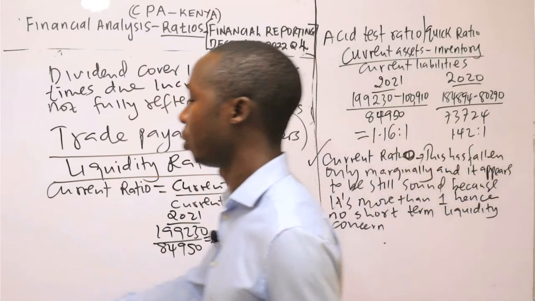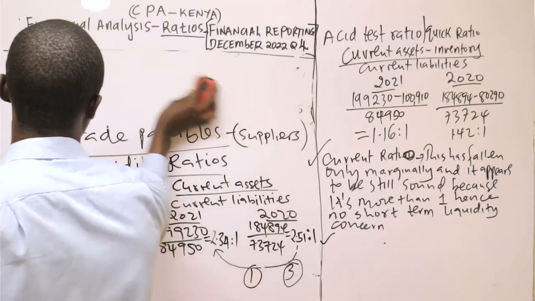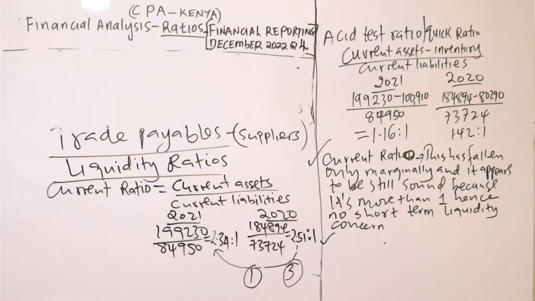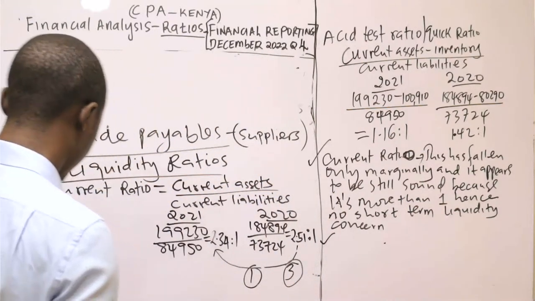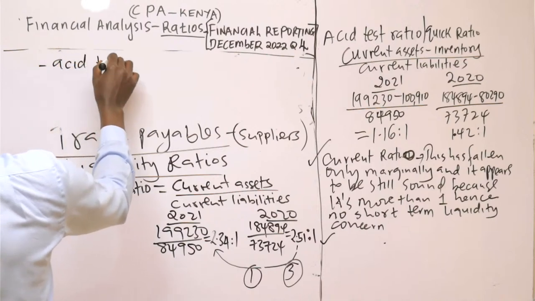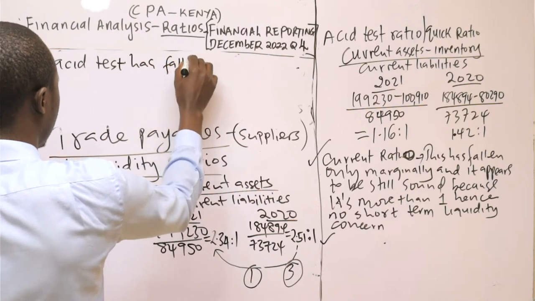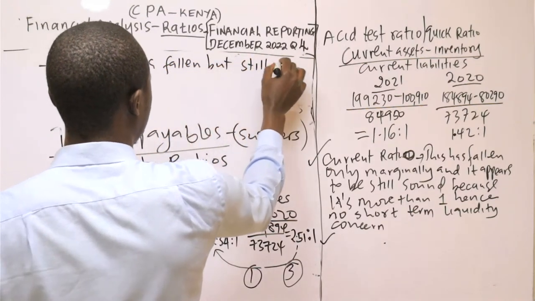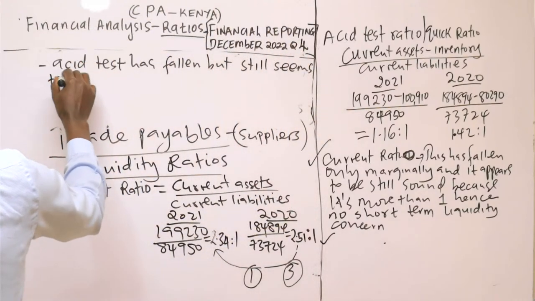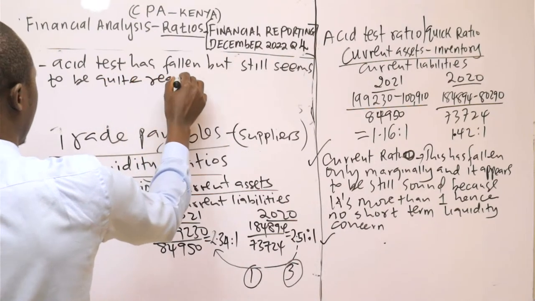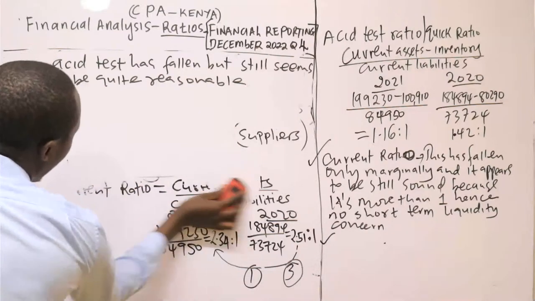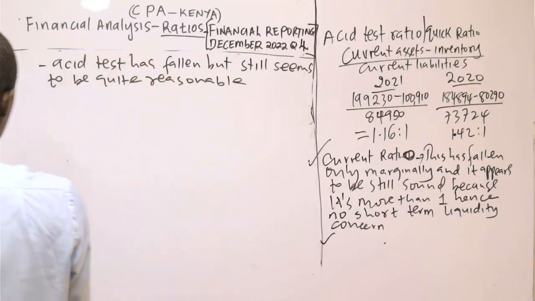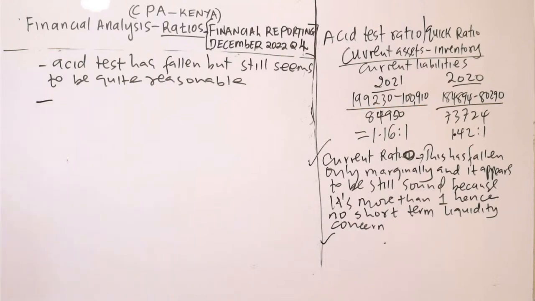What about this acid test ratio? How can you comment on that? Which comment can I give to the acid test ratio? Again, you can see it has fallen from 1.42 to 1.16. So you can say the acid test has fallen, but still seems to be quite reasonable. Why is this reasonable? Let me explain. Let me give an explanation in written form here. Why am I saying it's reasonable, even if it has fallen? Let me give you an interpretation.